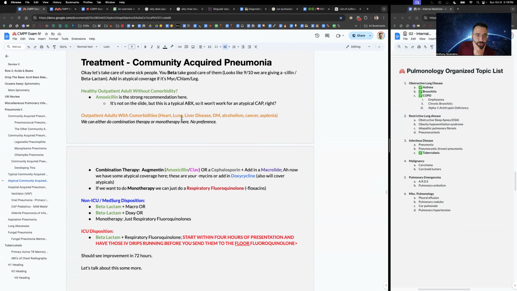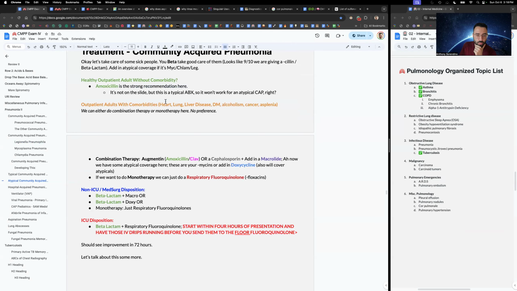A healthy outpatient adult without a comorbidity, we hit amoxicillin. So we just hit them with a gram positive killer, a penicillin. Comorbidities, we need to get a little bit crazy. Augmentin, I believe. Now, I know I mentioned FAD and FAT, but I'm pretty sure, oh, never mind. So this is going to be our gram-positive killer. It's a penicillin, but with a beta-lactamase inhibitor.